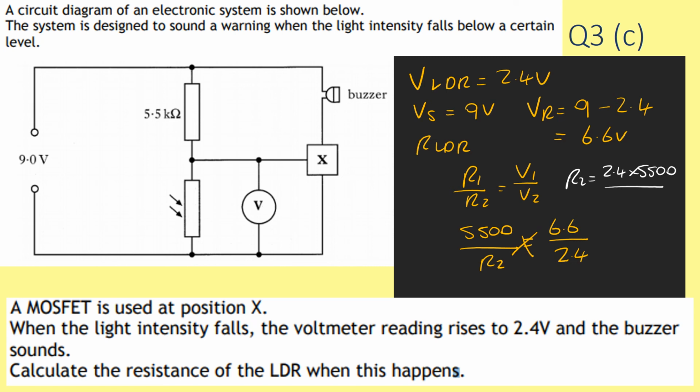Then we can say that R2 is equal to 2.4 times 5500 divided by 6.6. So when you cross multiply, whatever's opposite what you're trying to find out, in this case we're trying to find out R2, so opposite that is 6.6, that goes on the bottom line, and the other two are multiplied together on the top line. Put all this into your calculator, do your brackets here, saves you making any mistakes, and we end up with a value of R2 to be 2,000 ohms, or we could say 2 kilo ohms.